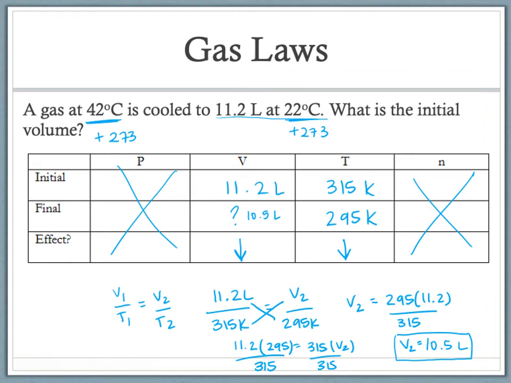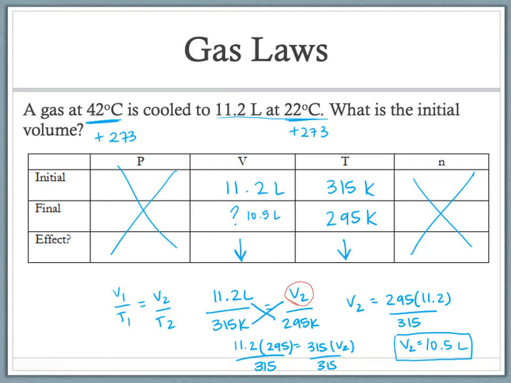So hopefully when you did that, you got a new volume of 10.5 liters. So I plugged in 11.2 for V1. I did not know V2, that was my unknown. I had 315 Kelvin for T1 and 295 Kelvin for T2.